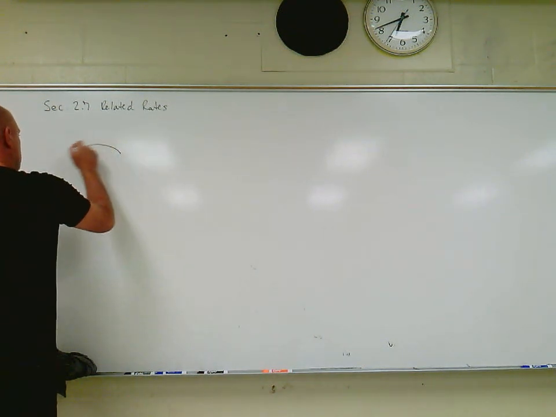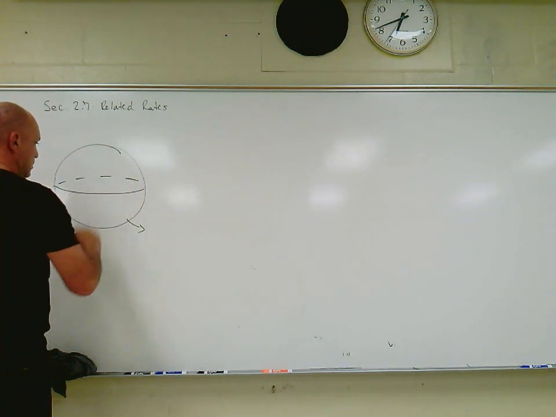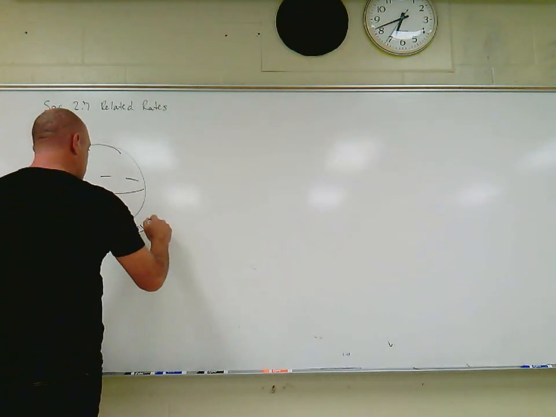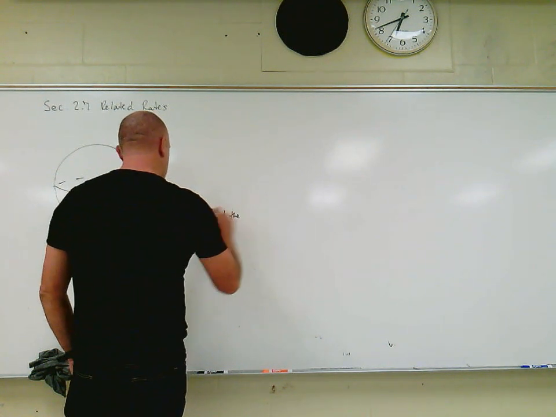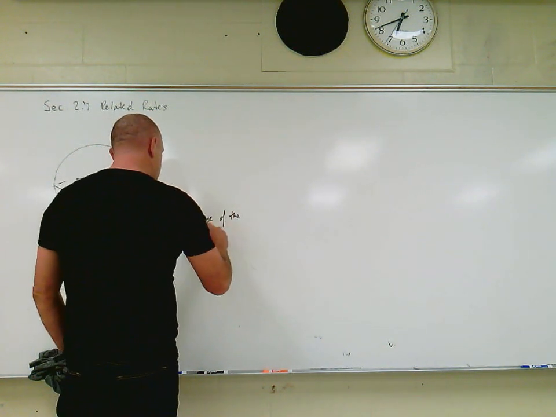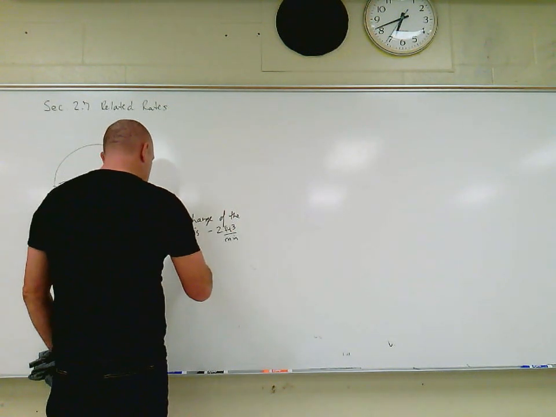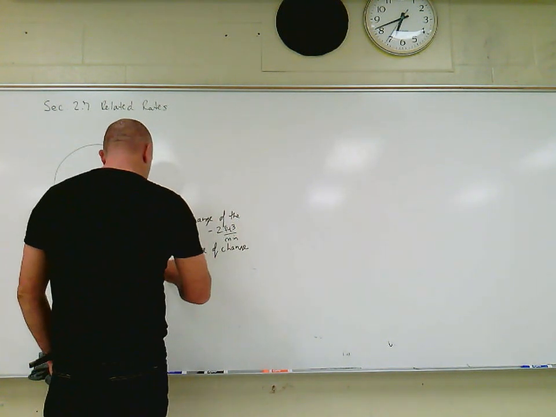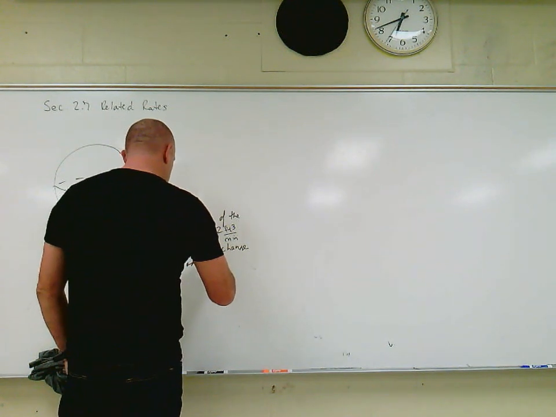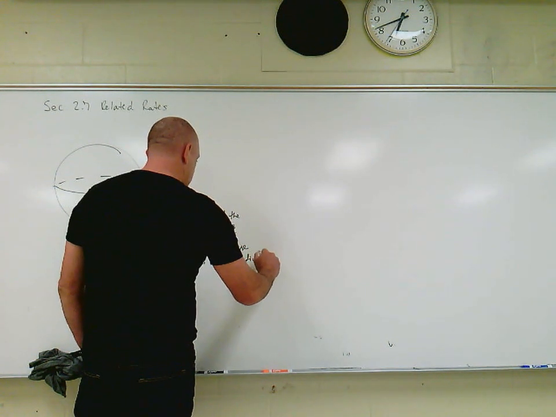So, our balloon problem, right? Spherical balloon, and it's got a leak. All right, and we know that the rate of change of the volume is -2 cubic feet per minute. Find the rate of change of the radius when the radius is 1 foot.